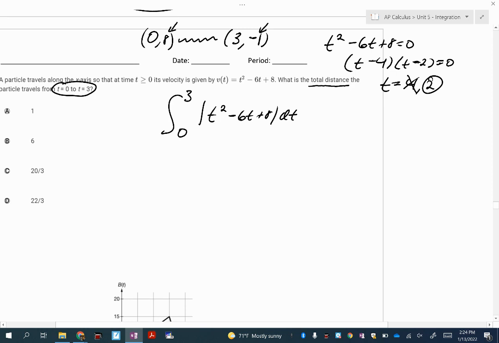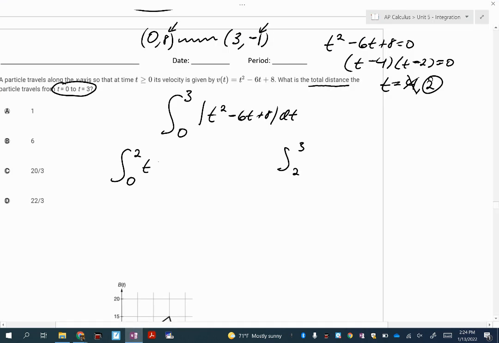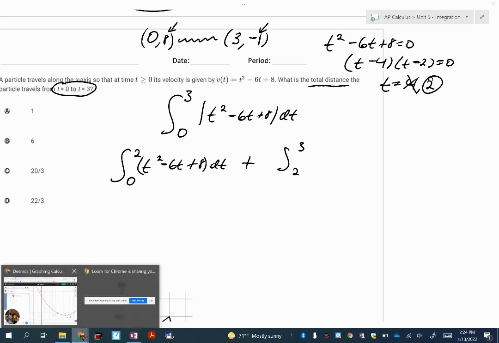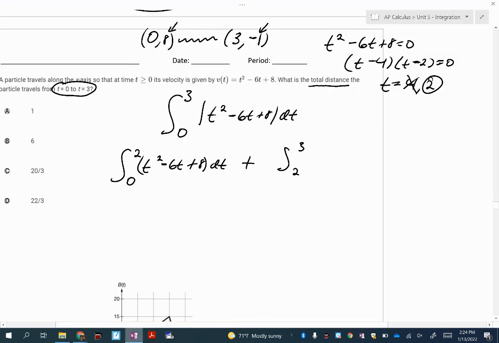All right, so I'm setting up two integrals. One is 0 to 2, and the other is 2 to 3. Now, if you notice in the graph, the first one, 0 to 2, is the positive one. So I just copy down what I had before, t squared minus 6t plus 8 dt. But the second one, if you look on the graph, is the one that has negative y values. So I'm going to change them to be the opposite. The opposite of t squared is negative t squared. Opposite of negative 6t is plus 6t. And the opposite of 8 is negative 8.